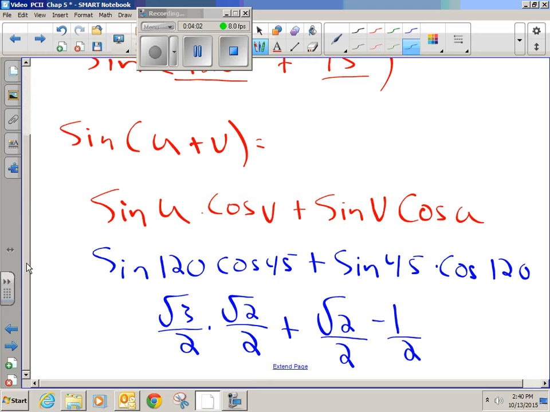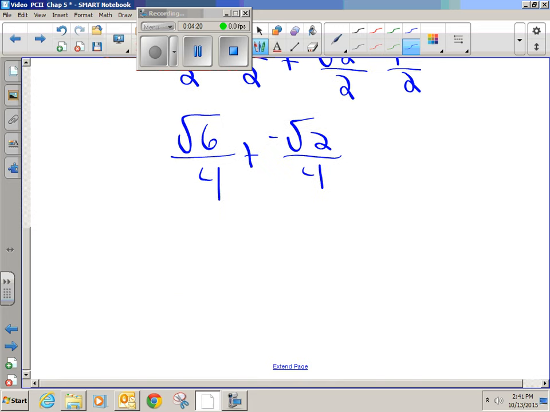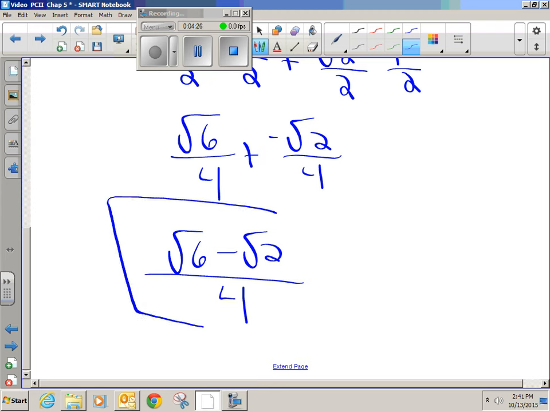Now notice, I can do some simplifying. Root 3 times root 2 is root 6. 2 times 2 is 4. Plus a negative root 2 over 4. These are fractions with the common denominator of 4. So this now becomes root 6 minus root 2 all over 4. And even though it's not a pretty answer, there is your answer. We can do that without a calculator.